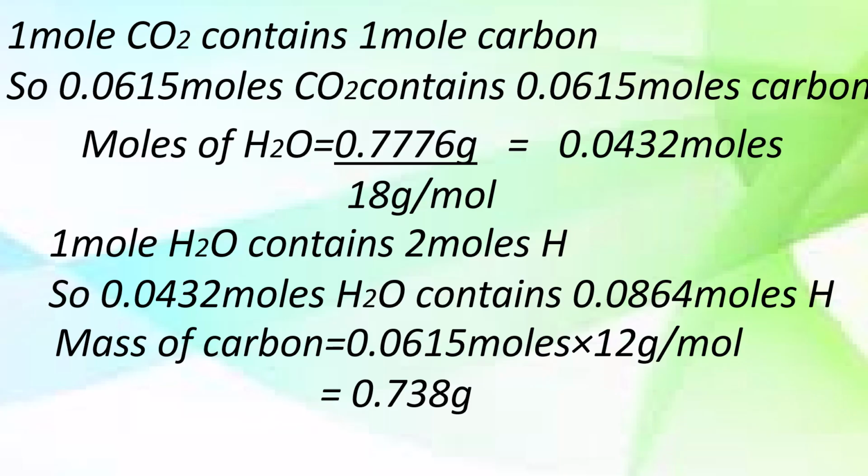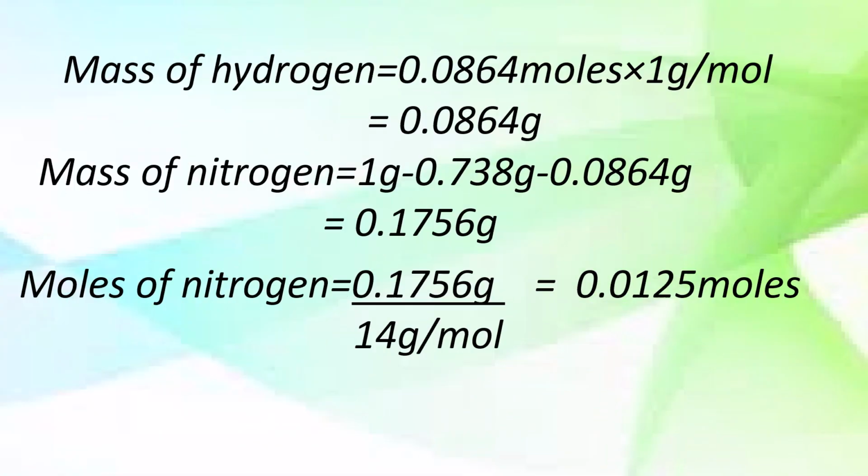Now we have to calculate moles of nitrogen. For that, first we will calculate mass of carbon, that is mass of carbon is equal to 0.0615 moles multiplied by 12 gram per mole. It is the atomic weight of carbon. Amount of carbon is calculated to be 0.738 gram. Mass of hydrogen is equal to moles of hydrogen 0.0864 moles into 1 gram per mole. It is the atomic weight of hydrogen. After solving, mass of hydrogen is calculated to be 0.0864 grams.